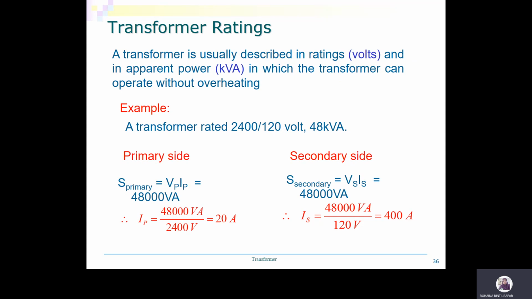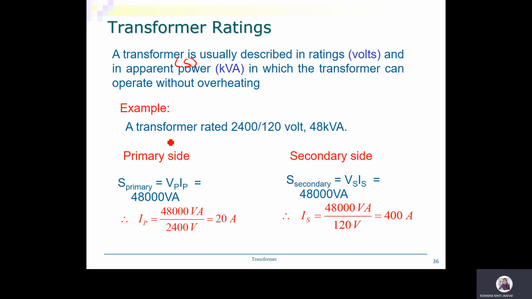Another example for transformer rating. Transformer rating is usually described in rated volts and apparent power. The apparent power is your S.